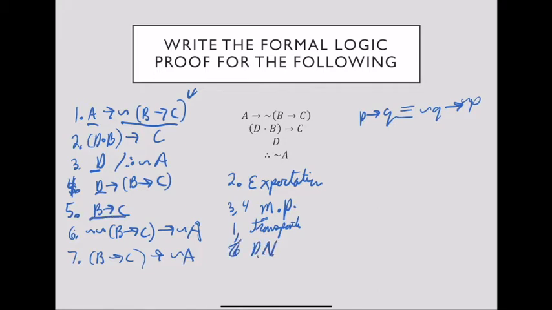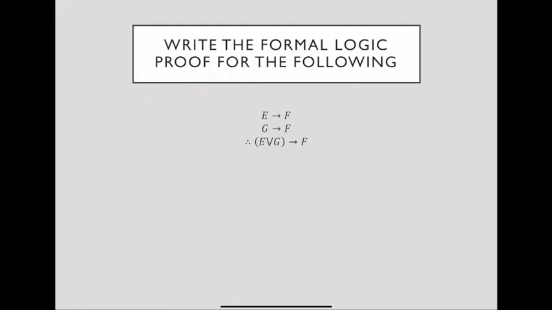Well, I've got B implies C and B implies C implies not A, so I can lastly use modus ponens, which is apparently like the most useful rule. Modus ponens to get not A all by itself. Let's do one more example. So if I have E implies F and G implies F, I'm trying to prove that E and G implies F.